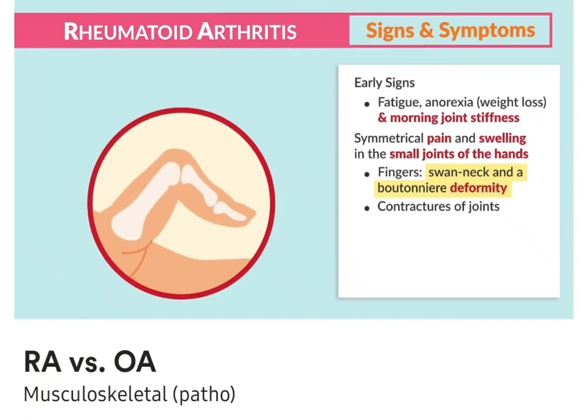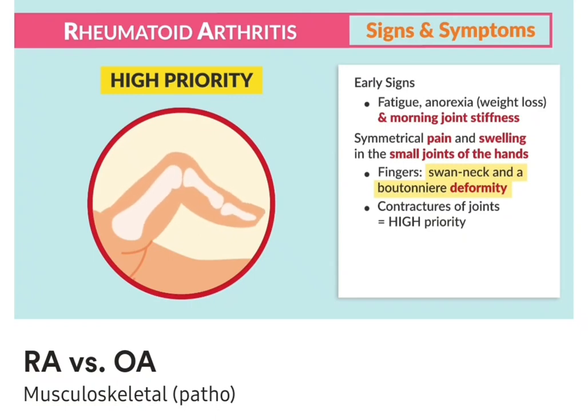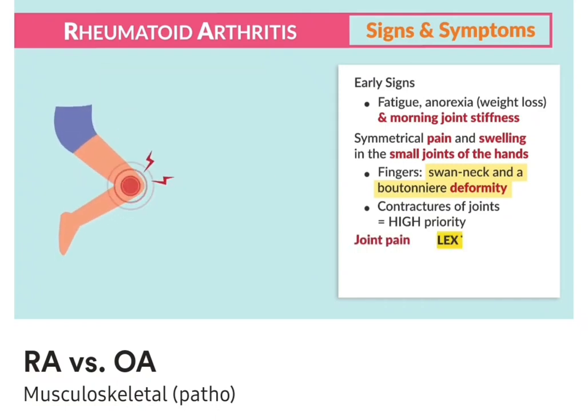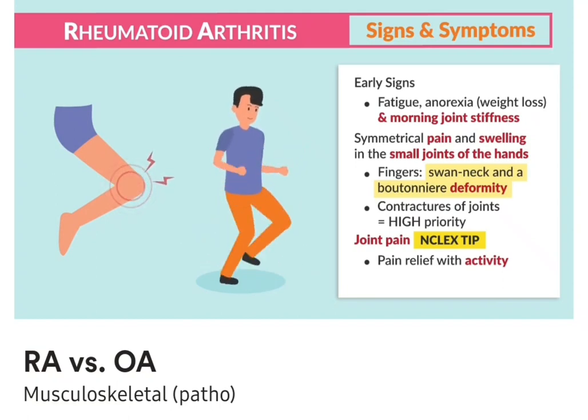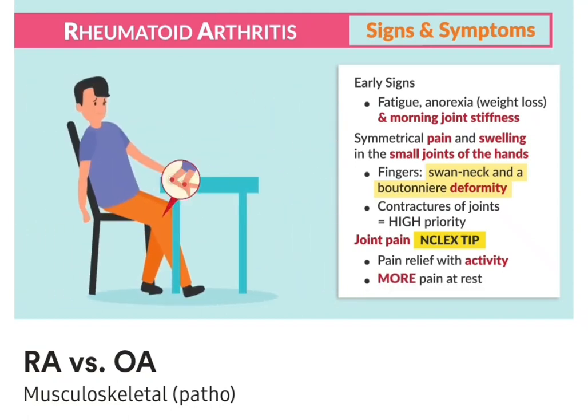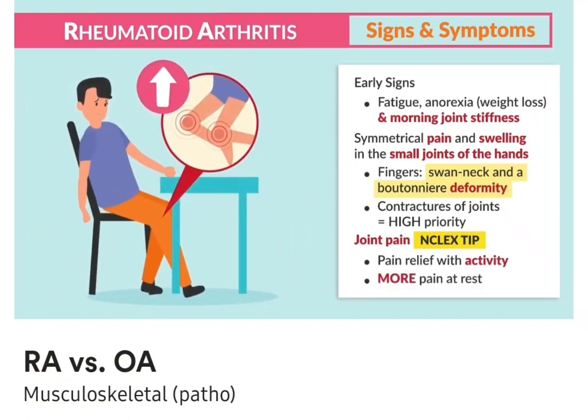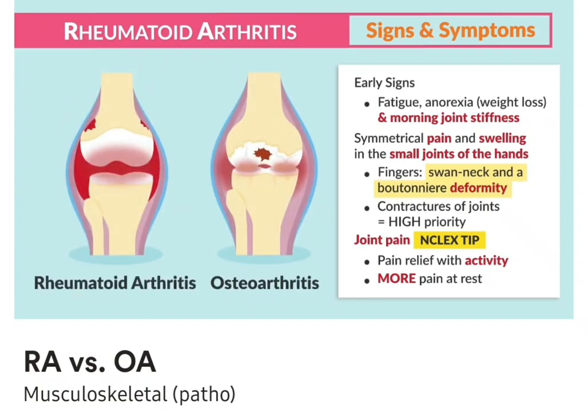We see contractures of the joints, which is a very high priority, since this causes shortening and deformity of the fingers. Now a big one here is joint pain. Clients will get relief with activity and have more pain at rest. So write that down. This is very different than osteoarthritis, where we see more pain with more activity. So again, write it down.